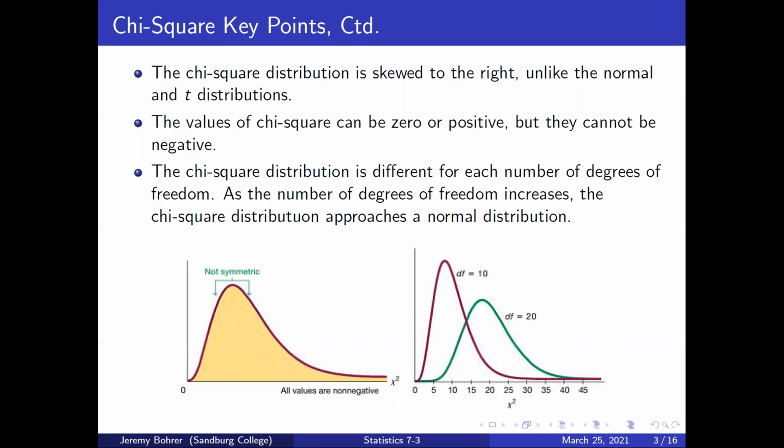The chi-square distribution is skewed to the right, unlike the normal and t distributions. The values of chi-square can be 0 or positive, but they cannot be negative. The chi-square distribution is different for each number of degrees of freedom. As the number of degrees of freedom increases, the chi-square distribution approaches a normal distribution.